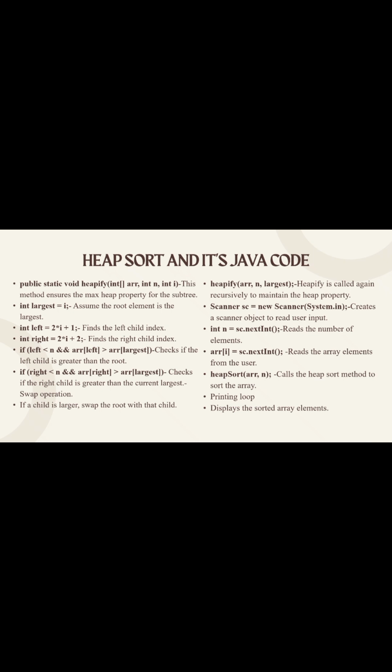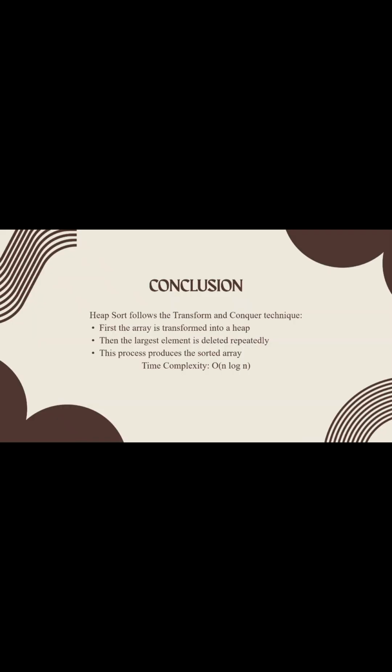To conclude, heap sort is an efficient sorting algorithm that uses the transform and conquer strategy. First, the array is transformed into a max heap, then the largest element is removed repeatedly and placed at the end. This process continues until the entire array becomes sorted. The time complexity of heap sort is O(n log n), which makes it efficient for large data sets. Because of its efficiency and predictable performance, heap sort is widely used in computer science.